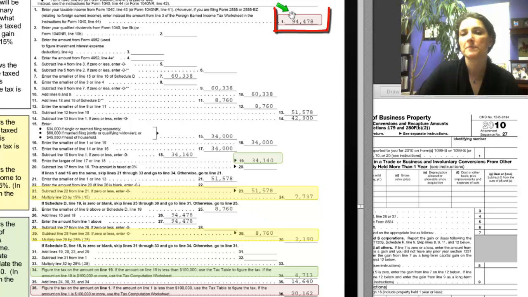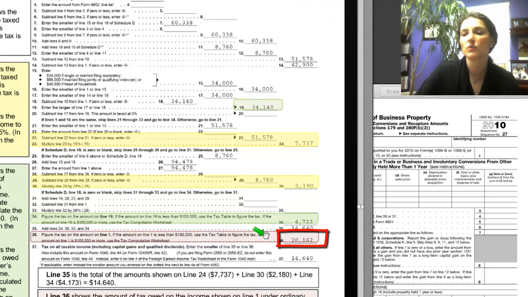The next step is to go back to the tax tables and look up the tax on the amount shown on line 1. If you go to the tax tables and look up how much tax you need to pay for a single person on $94,478, you get $20,162. And the final step is to compare line 35 to 36 and enter the smaller of those two numbers on line 37.